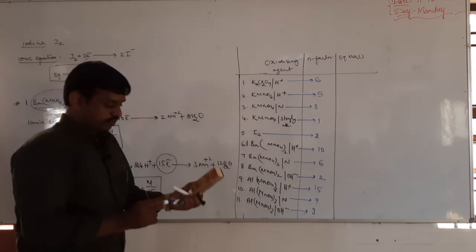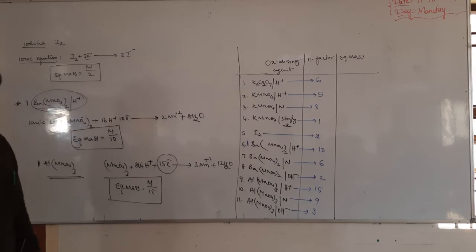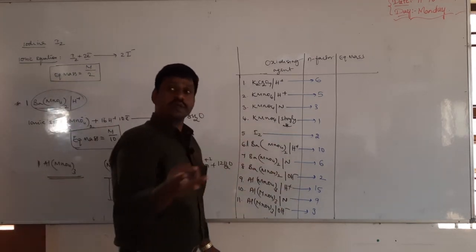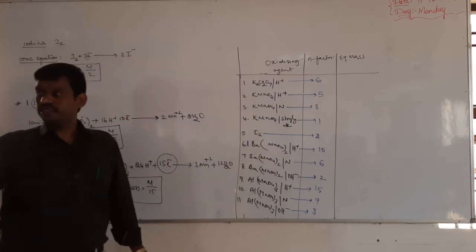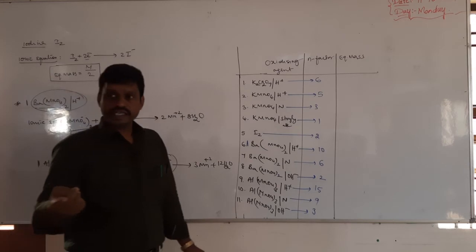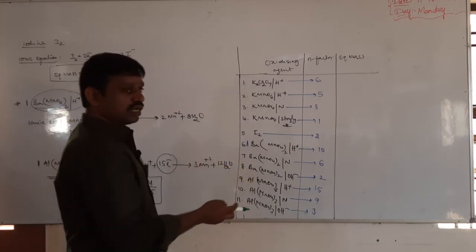That is the N factor. N factor is nothing but the number of electrons lost or gained. In the case of acids and bases, the N factor can also be acidity, basicity, valency, etc. Tell me here, what is the equivalent mass?